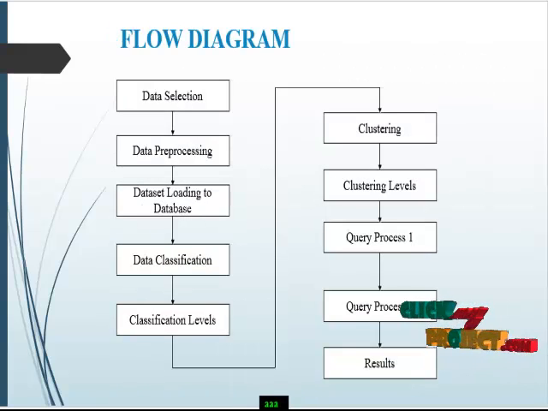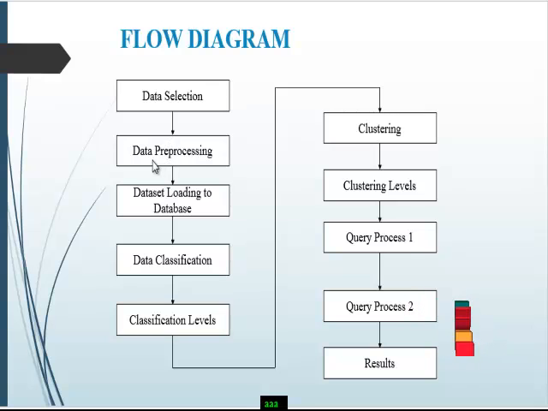Next, we are going to discuss the flow diagram. The first process is data selection. Data selection is defined as the process of determining the appropriate data type and source, as well as the suitable integration to collect data. The process of selecting suitable data for a research project impacts data integrity.